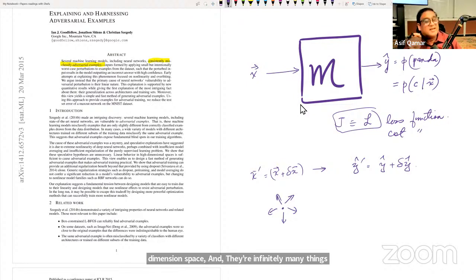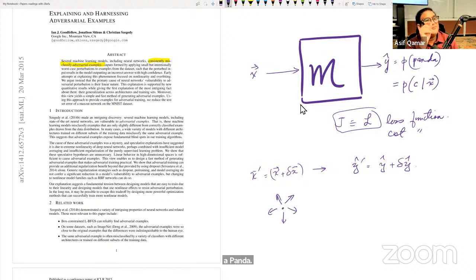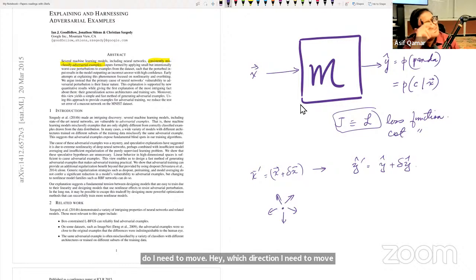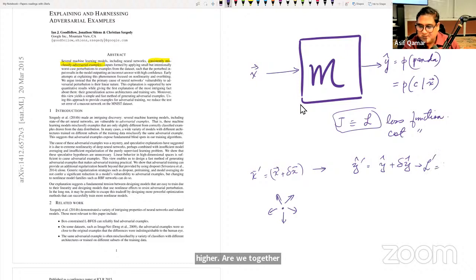Now, the only question is, if you happen to choose a direction in which I could decrease the probability of a panda or probability of the class, I can find which direction I need to move. Pay attention to it. Which direction I need to move such that my move is just tiny, but the response change is high. Loss function change is high. Are we together? So this will lead to a change in the loss function: L plus delta L, right? So you want to maximize the loss function.